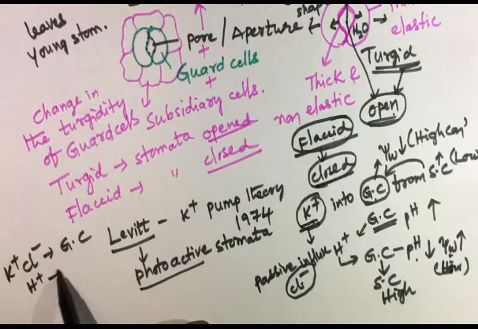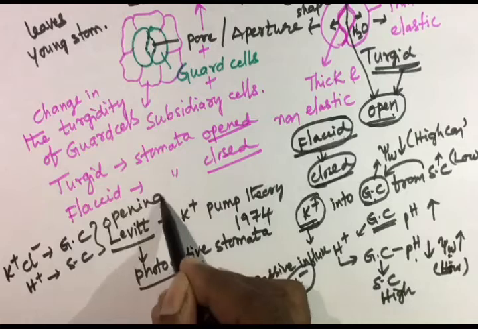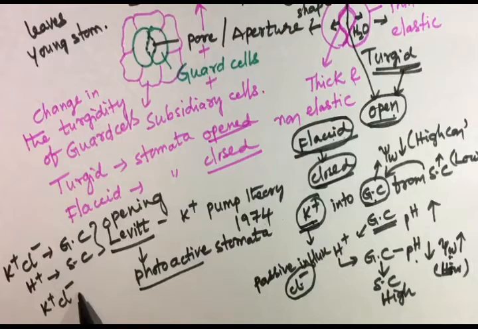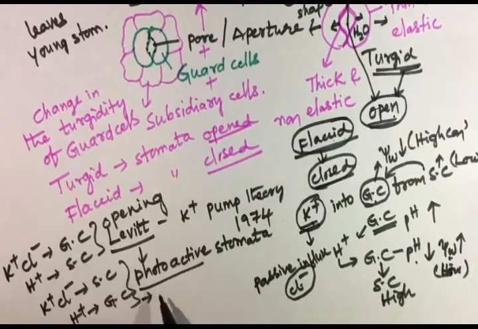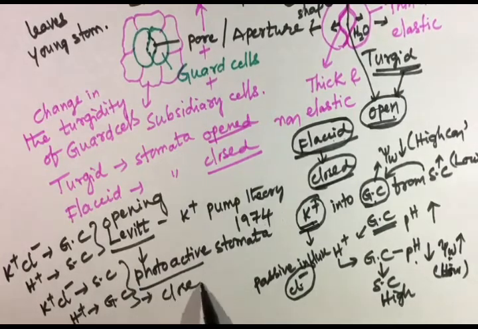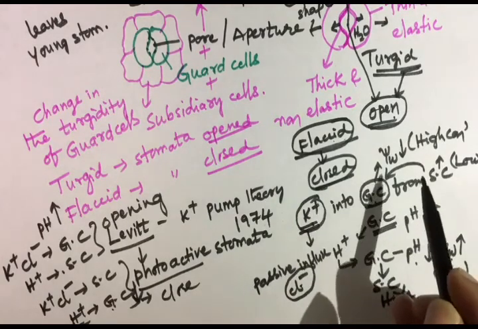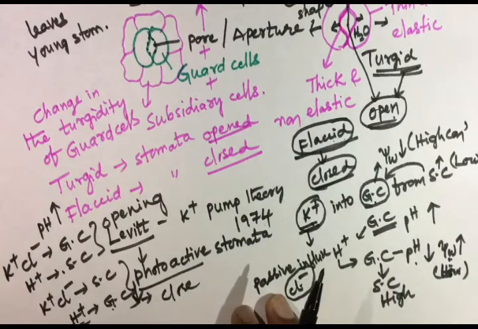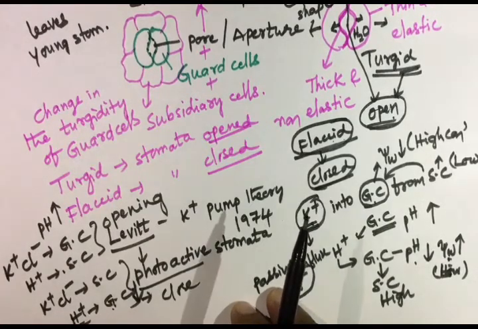H+ ions are present in subsidiary cells at the time of opening, whereas at the time of closing, K+ and Cl- ions are present in subsidiary cells and H+ ions are present in guard cells. So it makes the stomata close. At the opening, the pH of the guard cells is increased. At the closing, the pH of the guard cells is decreased. So this is about the opening and closing of stomata.